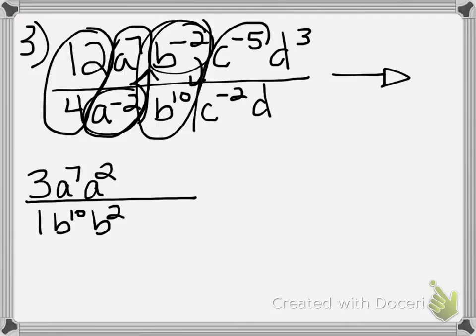Now notice these c's. That's weird. They're both negative, which means I just need to flip-flop them. So I'm going to move c to the 2nd up and c to the 5th down. That way they're positive now.